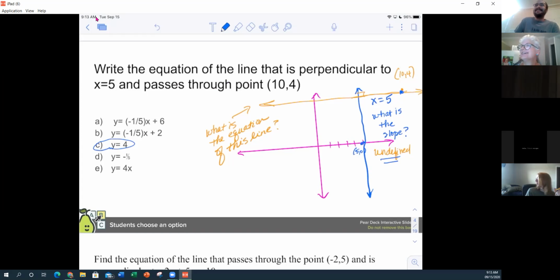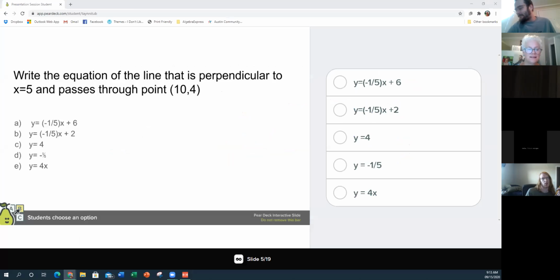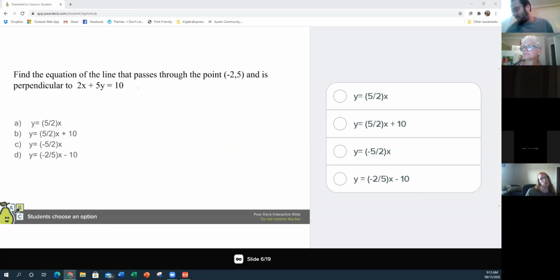Okay. All right, then let's go on to the next one. Find the equation of the line that passes through the point (-2, 5) and is perpendicular to 2x plus 5y equals 10.